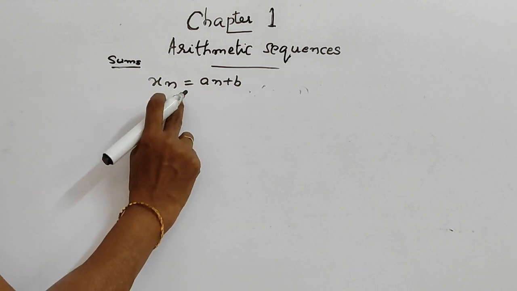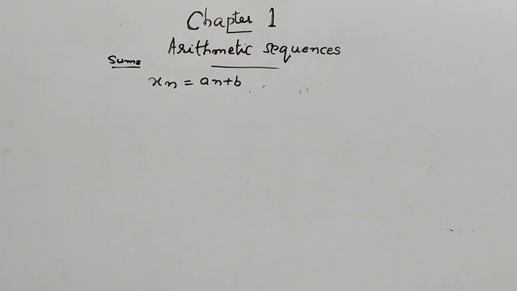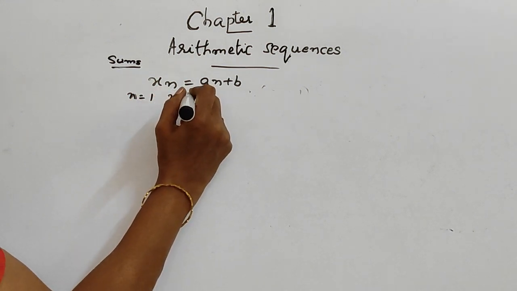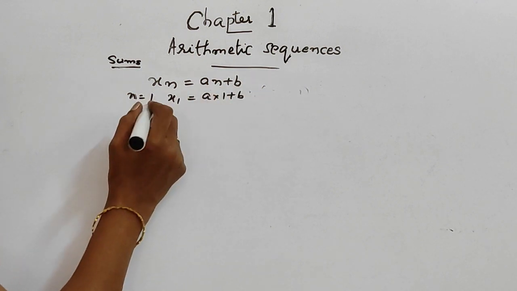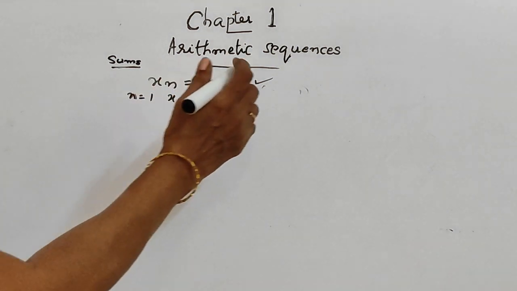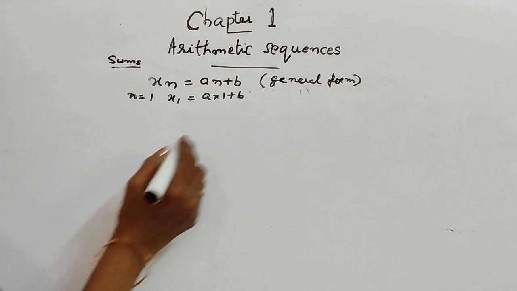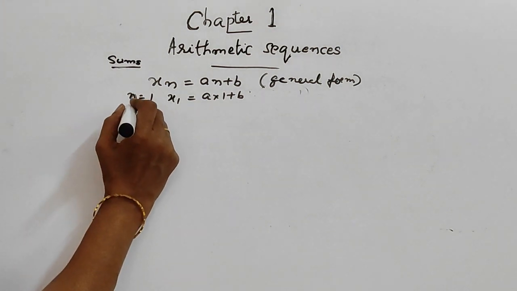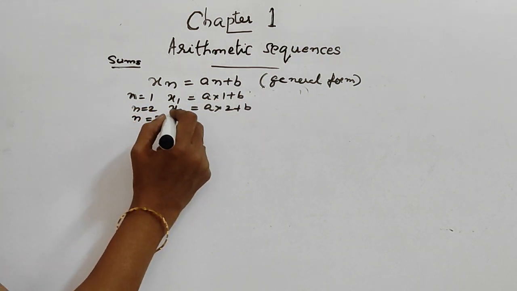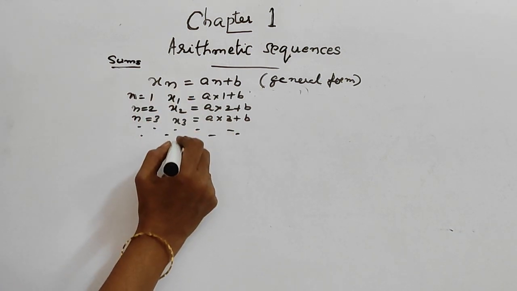Don't forget this. Another formula we have, another fact we have, xn is equal to dn plus f minus d also. Substituting n is equal to 1, x1 is equal to a into 1 plus b. This is the general form of any arithmetic sequence. Now n is equal to 2, x2 is equal to a into 2 plus b. When n is equal to 3, x3 is equal to a into 3 plus b. Goes on like that.